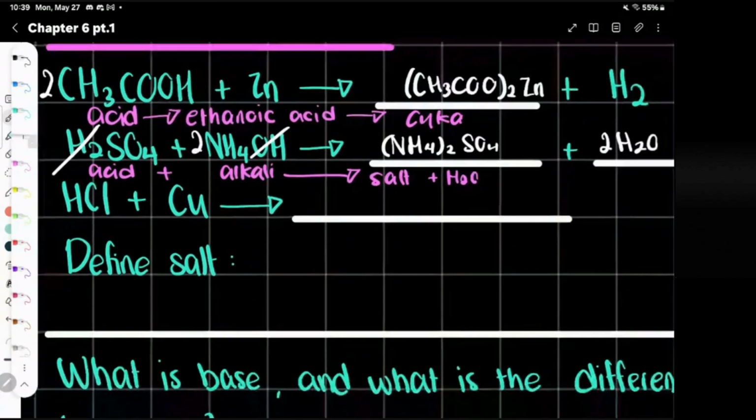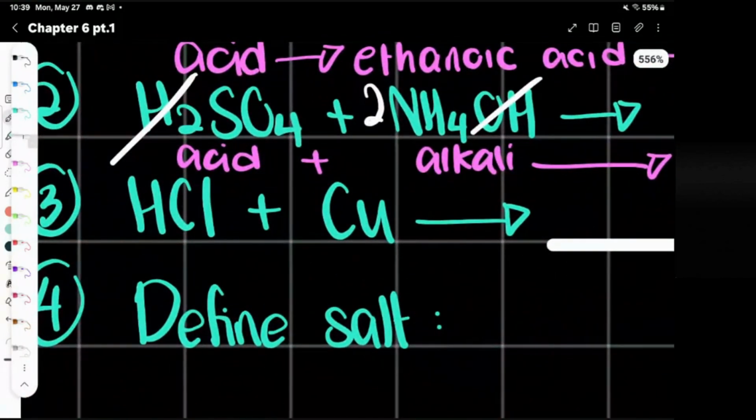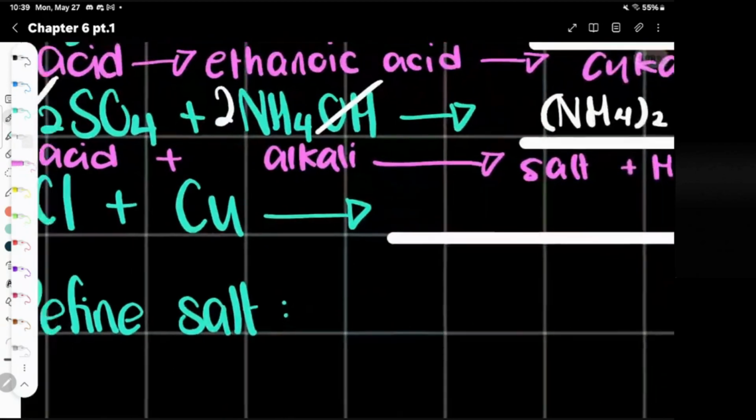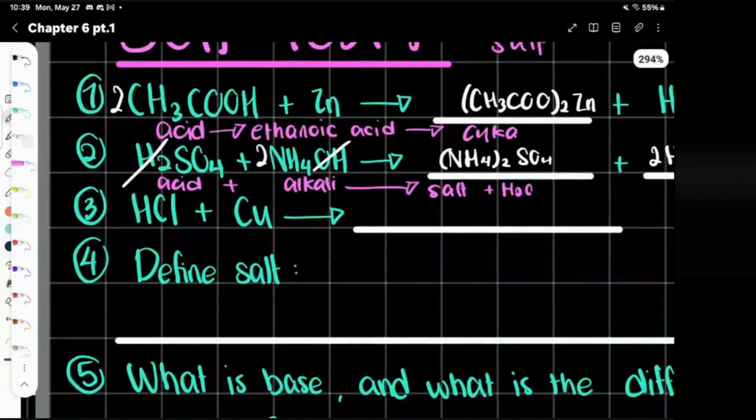Now, HCl plus Cu. So first of all, HCl plus Cu. This should be acid plus reactive metal again, right? So what is produced here? Can someone answer me? What is the product? No change, nothing.